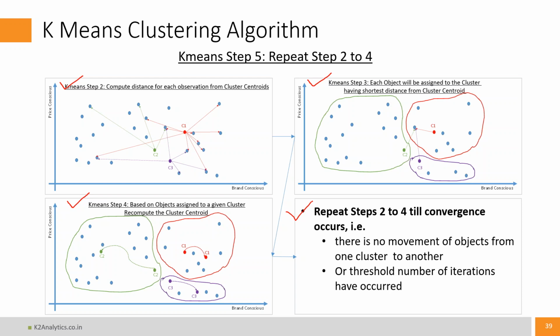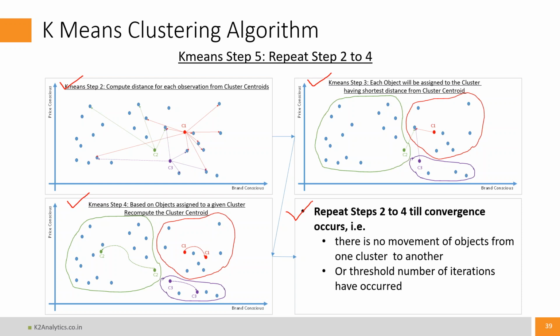That's when the convergence will occur. However, it is quite possible you may have a scenario. There is an object in cluster C1. After recomputing the centroid, a particular object becomes closer to cluster C2. So in the next iteration, that object will move out of cluster C1 and get into cluster C2. Now, because one object has moved out of C1, the centroid of C1 has to move. And because a new object has come into cluster C2, the centroid of cluster C2 has to move.